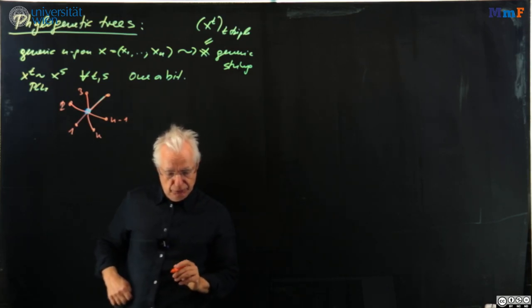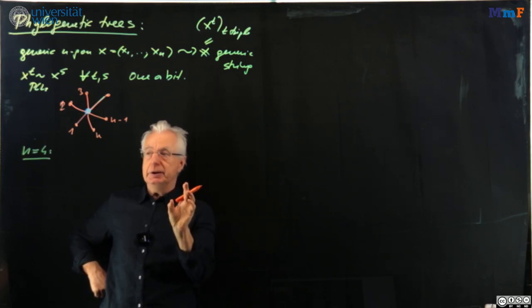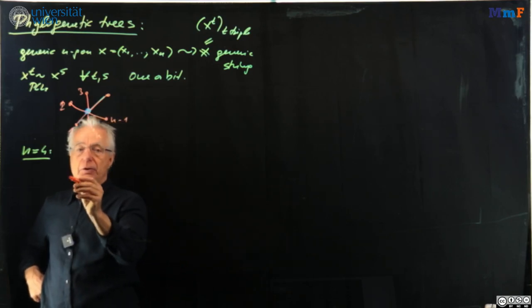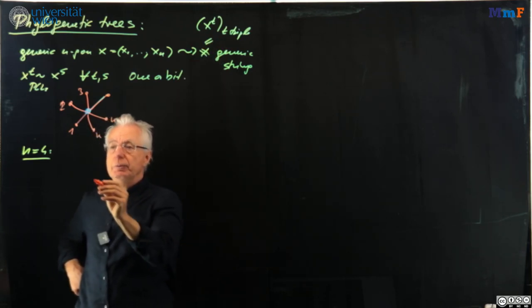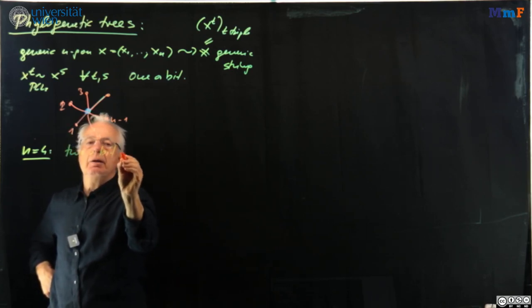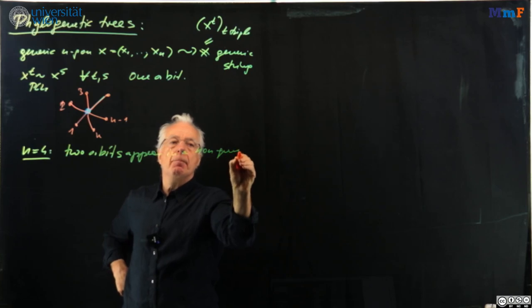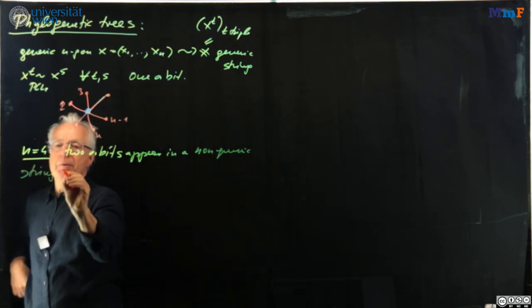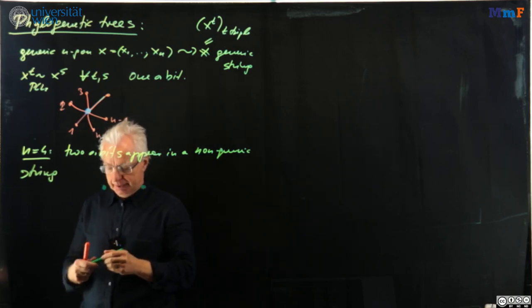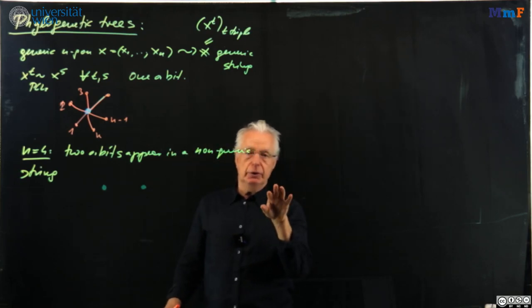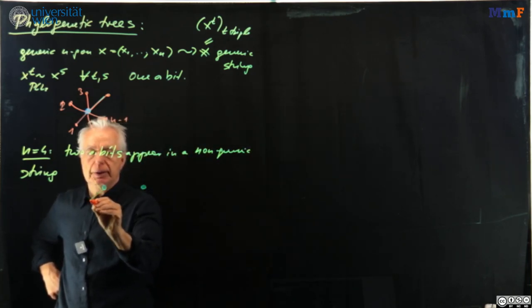Now, in the case n equals 4, we have seen that when we pass to the limit of a generic 4-gon, we have two orbits. So we get xt and xs, which are no longer equivalent to each other, so we get two orbits appearing in a non-generic string. So we draw two nodes. And then you remember that in the four entries of the 4-gons, two were equal and two were distinct. So the distinct ones will be attached here.